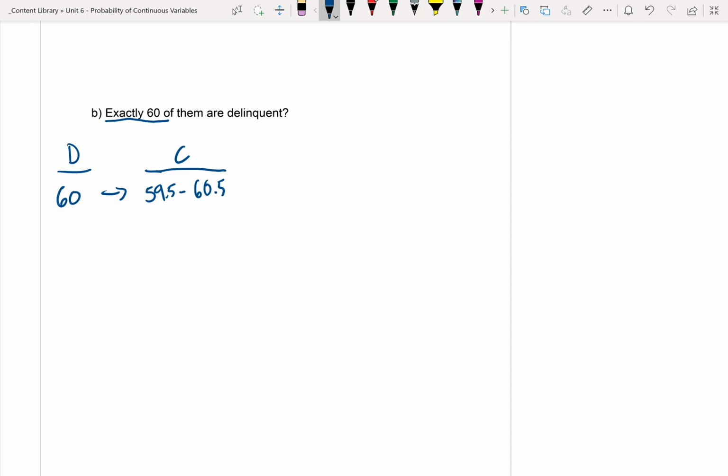So in this case, I have to go through and determine my z-scores. The one z-score I already got from 59.5: 59.5 minus the mean, which is 48, divided by 6.04. And I got a value of 1.90, so that was on the last question. My other z-score, 60.5 minus 48 divided by 6.04. I get a value of 2.07.